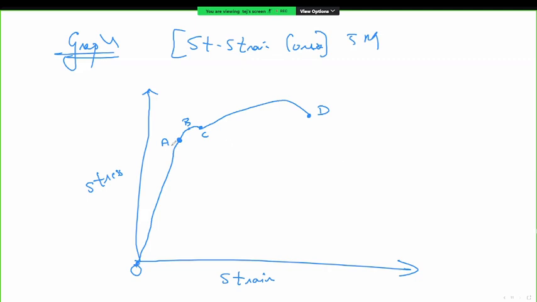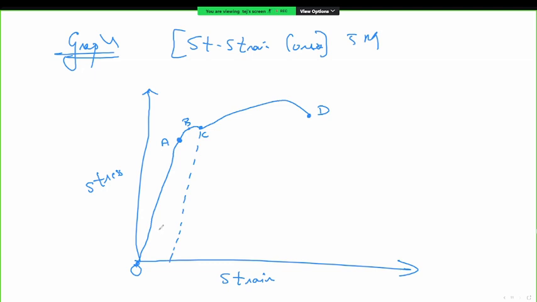From O to A, straight line. A to C, hump. Top is B. From C to D, freehand drawing like a fish hook. The point where it drops, that point is called D. Now, once you're done with this, don't forget, from C, draw a dotted slant line towards the strain axis. This has to be there. Okay, this has to be there. Now focus.